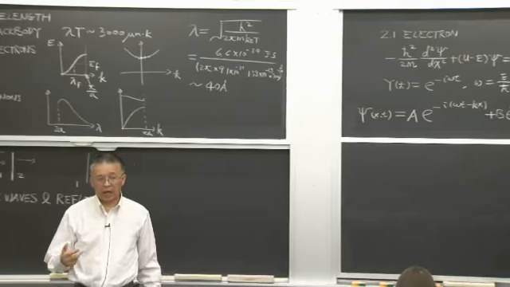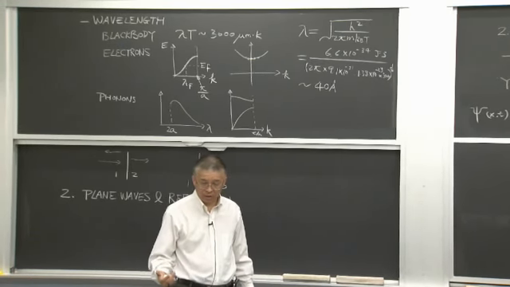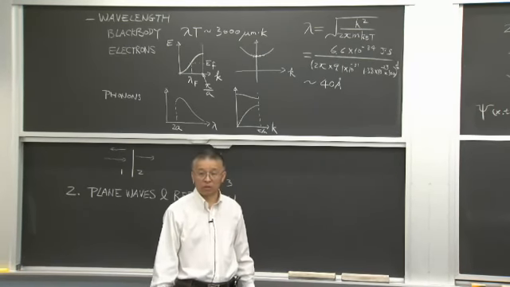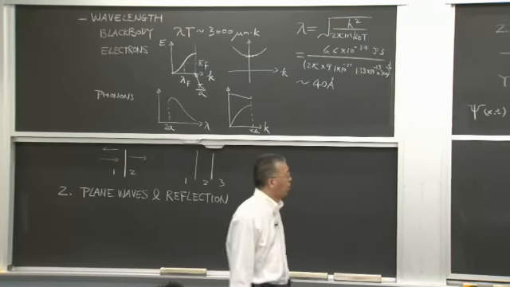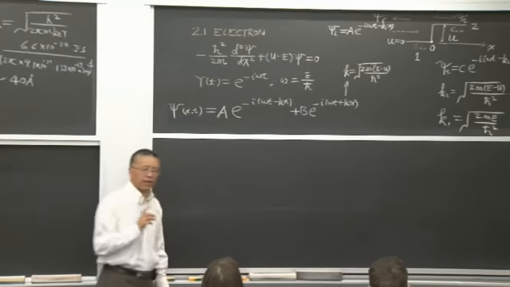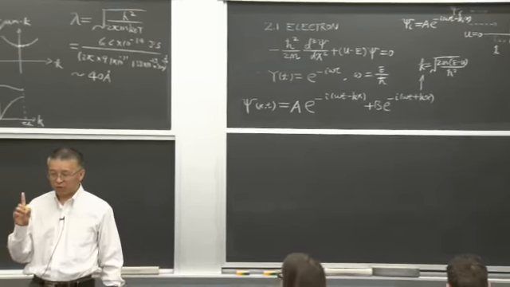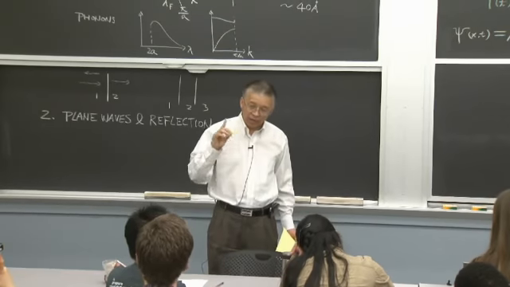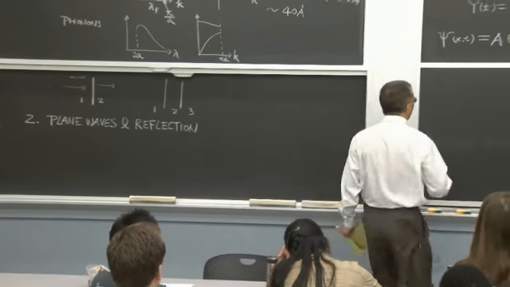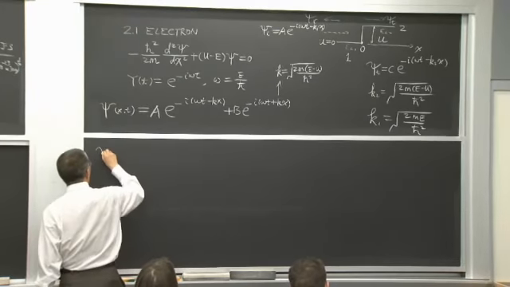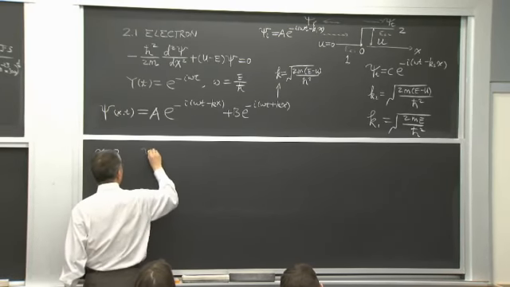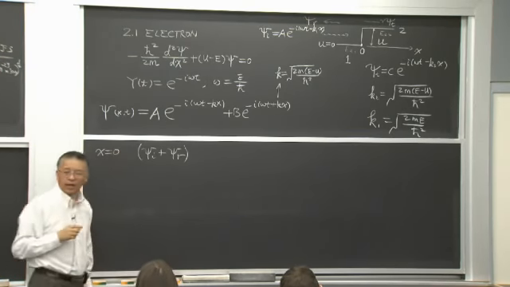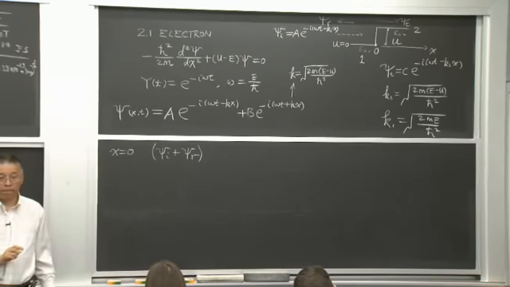To find this relation, I have to use the interface condition. At the interface, the wave function is continuous, and the derivative of the wave function is continuous. It's not just one wave function. When I say wave function, it's all the waves added together. So at x equals 0, what I have is psi_I plus psi_R. On the left-hand side, I have two waves, incident and reflected.